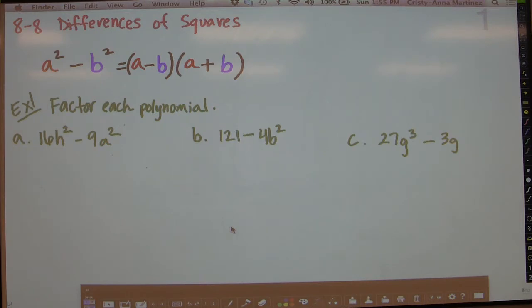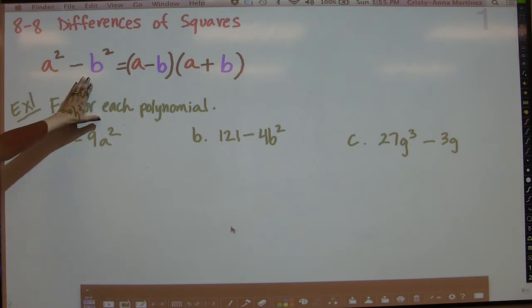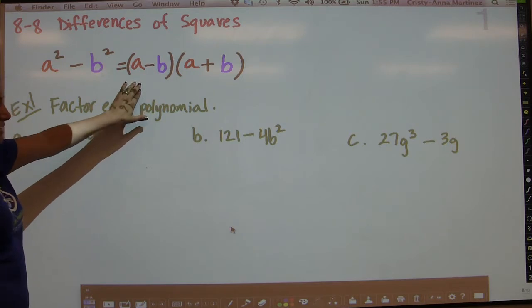We learned how to factor these little guys already before, so this formula should look familiar to you. So I'm just going to go ahead and jump right in. When you have a difference of two squares, that's when you have a squared minus b squared, and whenever you want to factor a squared minus b squared, you get a minus b times a plus b.